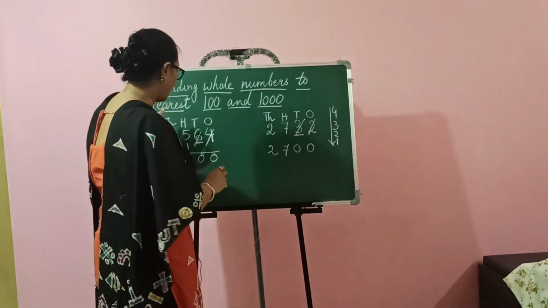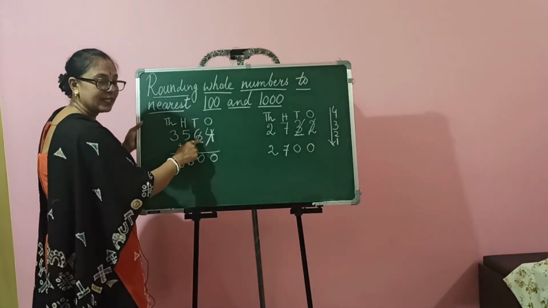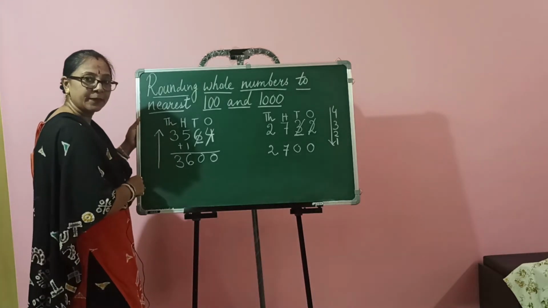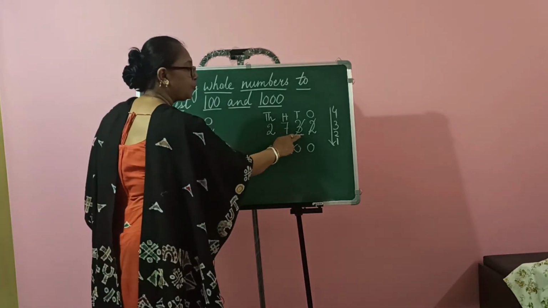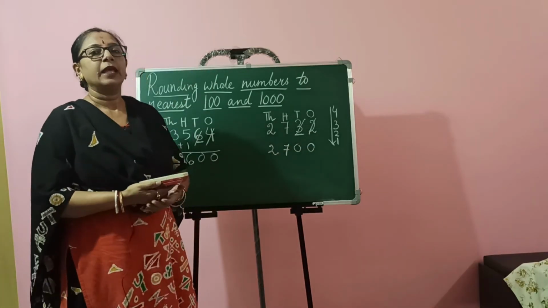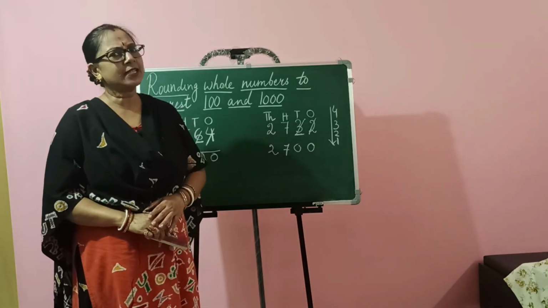What did we do here? Here we had 6, so we rounded up. Here we had 3, so we rounded down. In this way, we can round off any whole numbers to the nearest 1000.